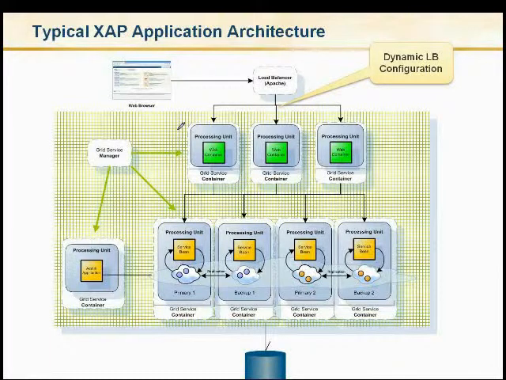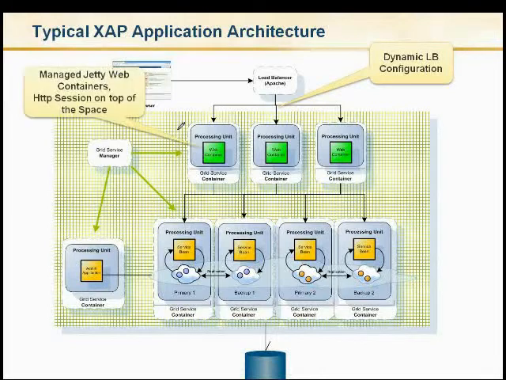So that means that there has to be some sort of load balancing integration that enables the load balancer, whether it's Apache or another type of load balancer, to discover the new instances in the network, or to remove failed or shut down instances from the load balancing configuration. GigaSpaces does enable this very easily, and we integrate with Apache, for example, to enable dynamic configuration of the load balancer. And we'll see that also in the demo.